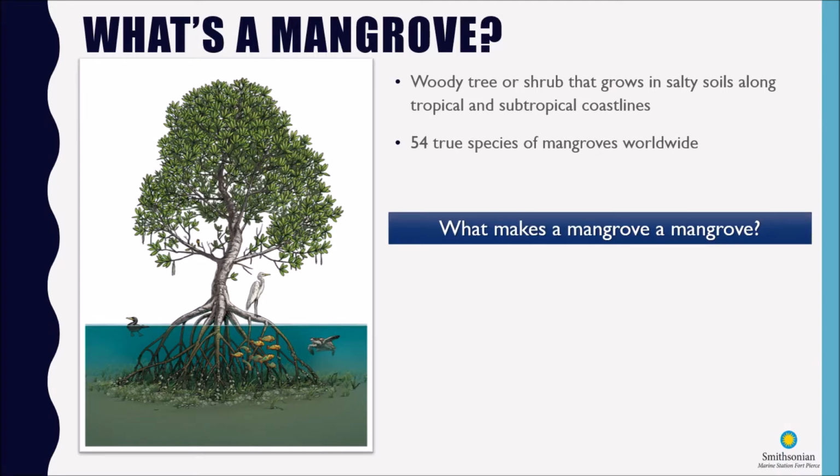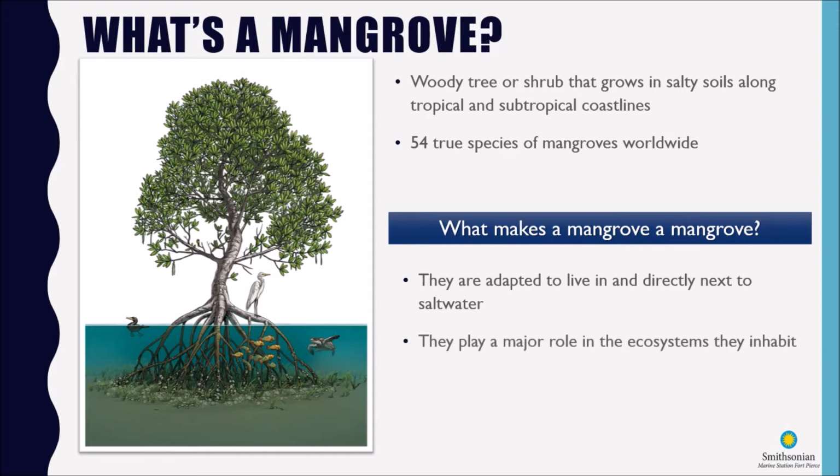So what makes a mangrove a mangrove? Well, first, they are adapted to live in and directly next to salt water. Now, this can include brackish water areas as well. And remember that brackish water is kind of a mixture of salt water and fresh water. So brackish water is not quite as salty as salt water, but it's saltier than fresh water. It's a mixture of the two.